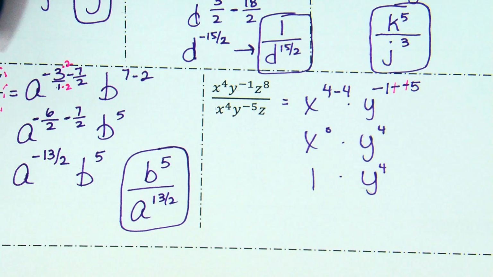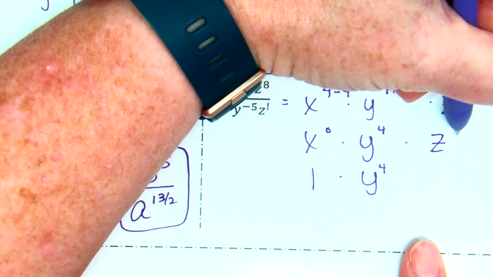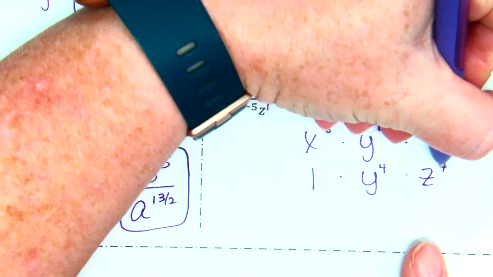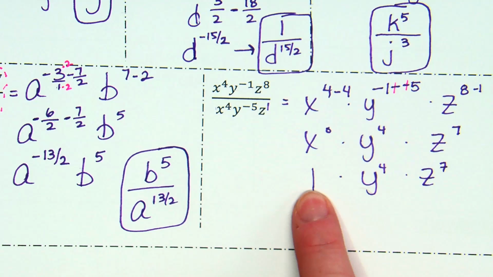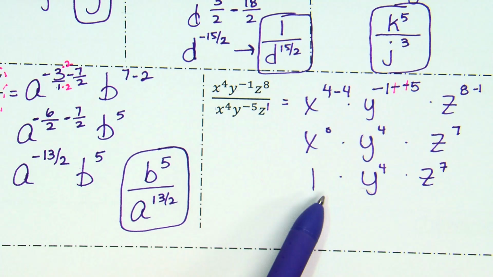What about z's? Eight and the invisible 1. So 8 minus 1 is going to give us z to the 7th. Now, if you put this all together, our x is canceled to be 1. We have y to the 4th, z to the 7th. What's the best way to write this that we know will make Math Excel happy? Well, my point is Math Excel is going to want this 1. No. Oh, yeah, no. Probably not. So they're probably just going to want y to the 4th, z to the 7th. That's my guess.